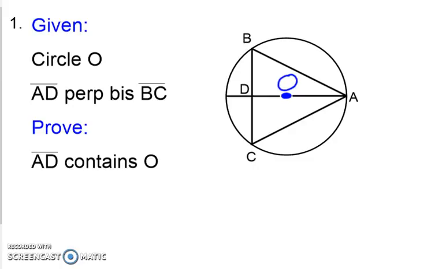So we are given a circle O. We are told that AD is the perpendicular bisector of BC, and we want to prove that AD contains O. Another way of saying this, what we're trying to prove here, is it's exactly the same as saying O lies on AD.